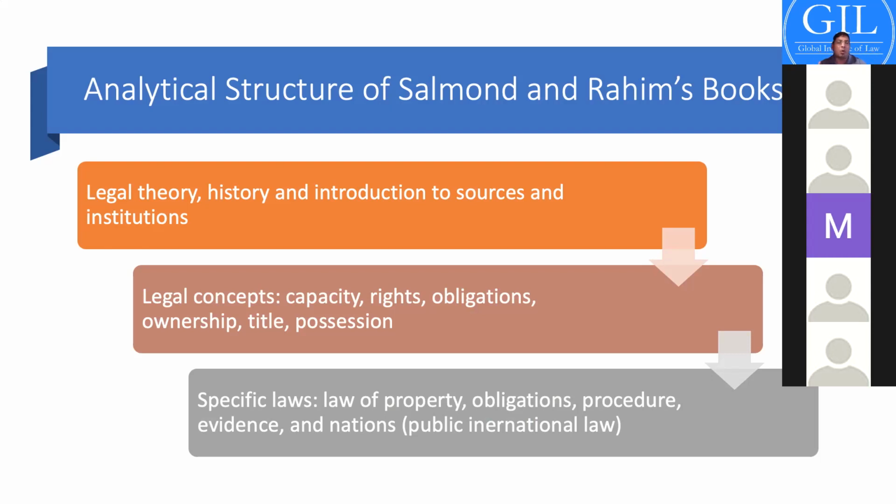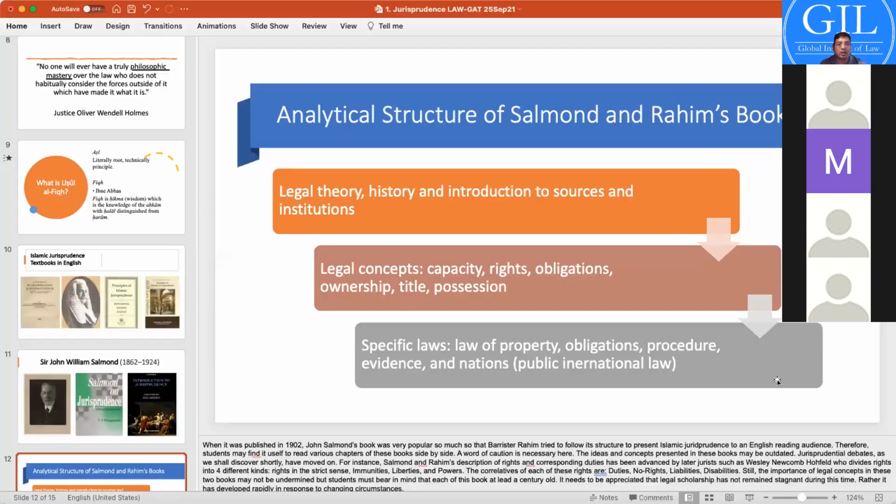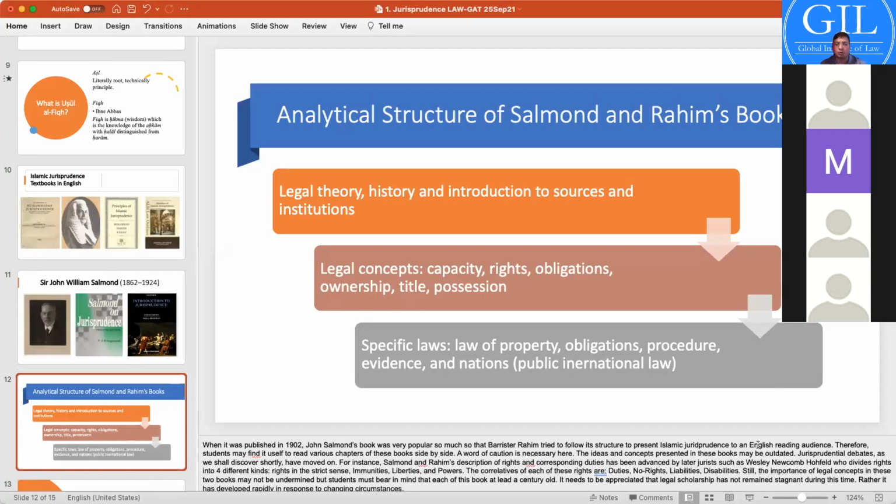Lots of debates have moved on. I just want to give you an example of John Salmon, where he describes duties correspond to rights. So wherever there is a right, there is a corresponding duty. But Professor Hohfeld developed this notion where there is a complex typology. So we have strict rights, we have immunities, we have privileges, and then we have a fourth category also.